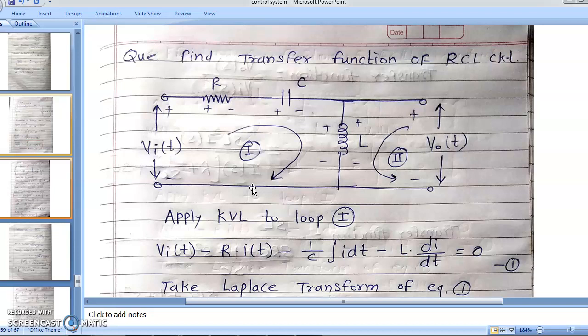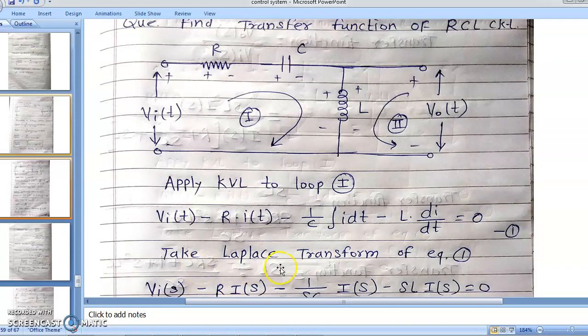So we know the input voltage V_i(t) minus the voltage drop across the resistor, minus the voltage drop across the capacitor, minus the voltage drop across the inductor. We are moving in the clockwise direction, meaning we are moving from plus to minus. So V_i(t) minus the drop across the resistor, R times i(t), minus the drop across the capacitor, V_C = 1/C integral of i dt, minus the drop across the inductor, V_L = L di/dt, is equal to 0. This is equation number 1.